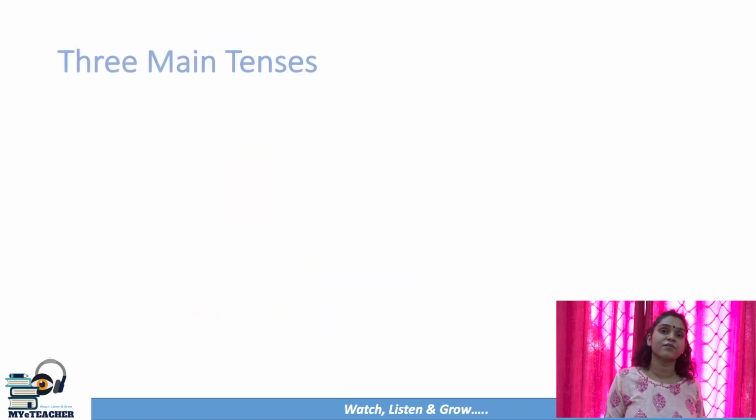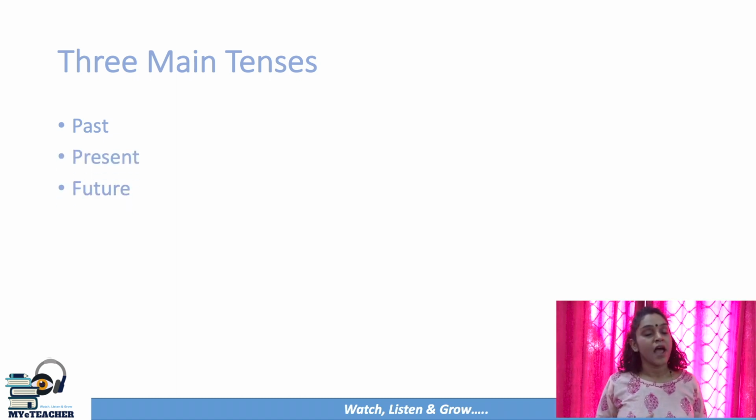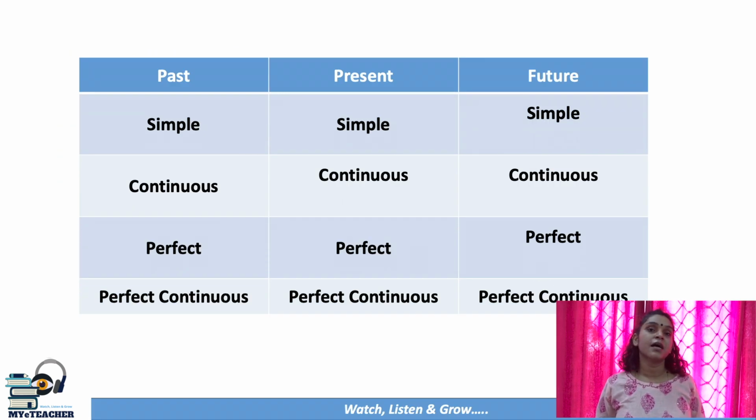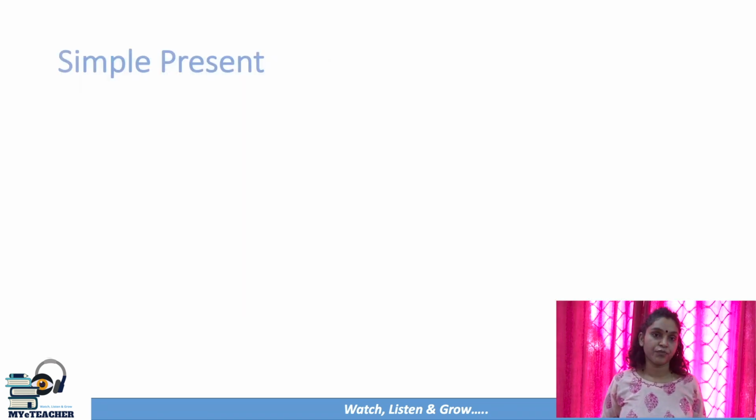So, now we know that we have three main tenses, that is the past, present and the future. Every tense has four further subclassifications, that is simple, continuous, perfect and perfect continuous. Today we will learn in detail about simple present tense.